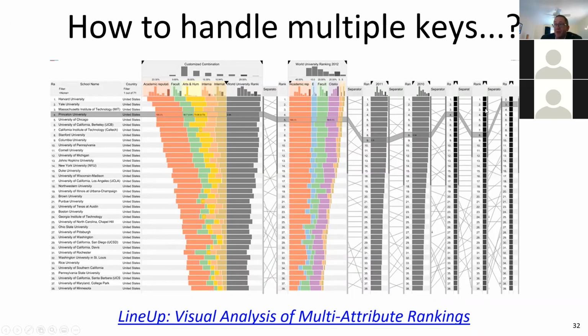This is this whole technique of the LineUp system here. The idea is I can rearrange each one of these columns, and the columns are connected by a line, and so you get parallel coordinates with a rectilinear ordering up and down.